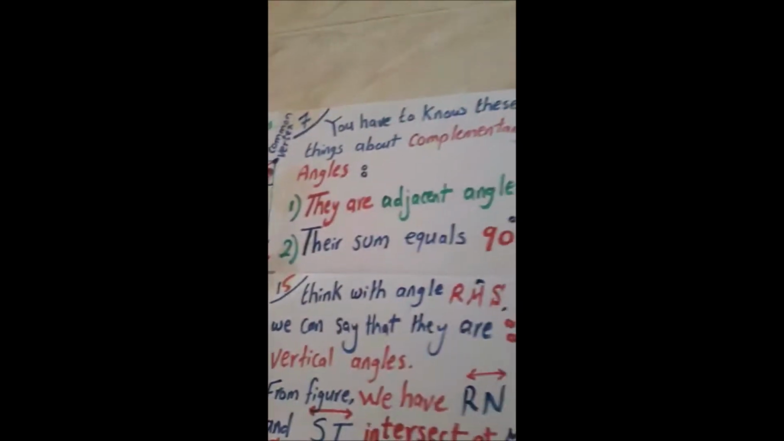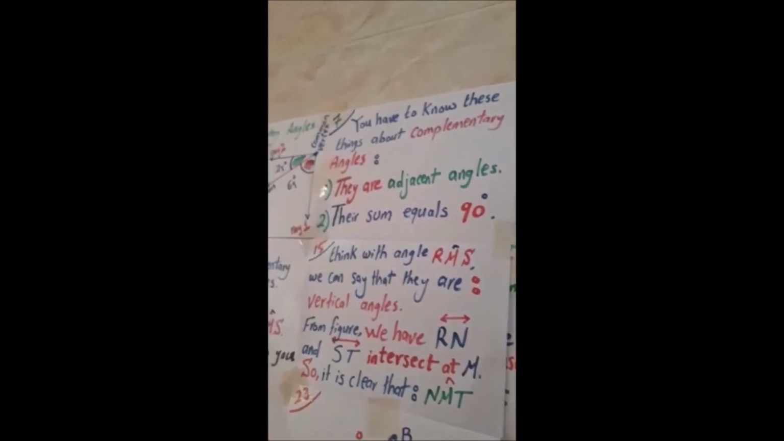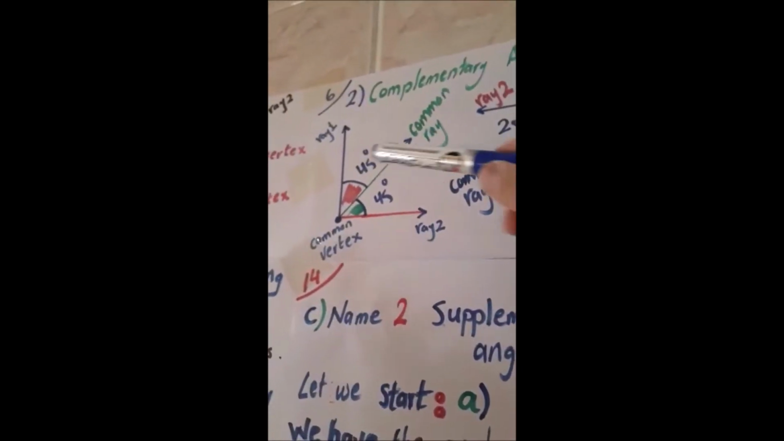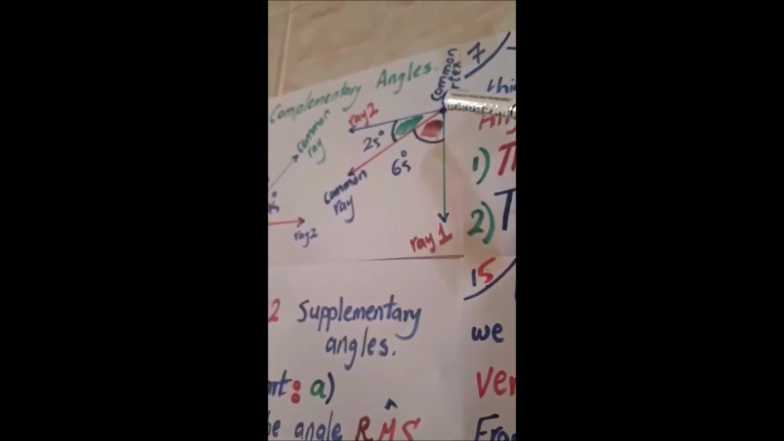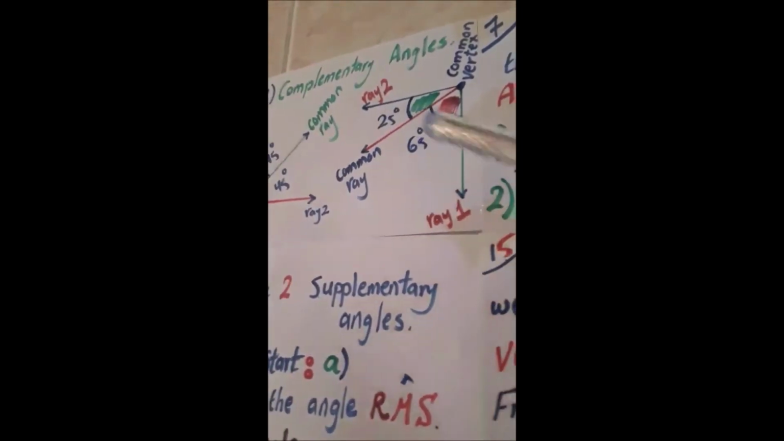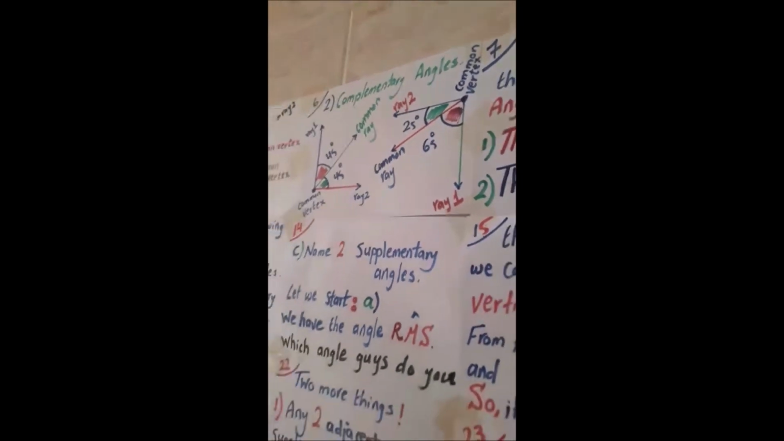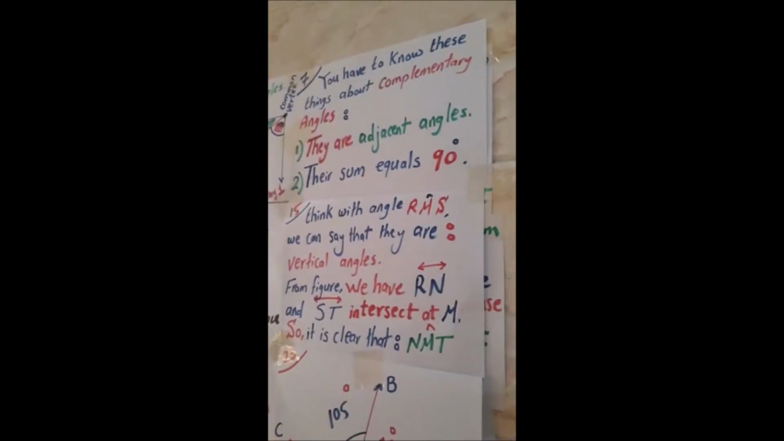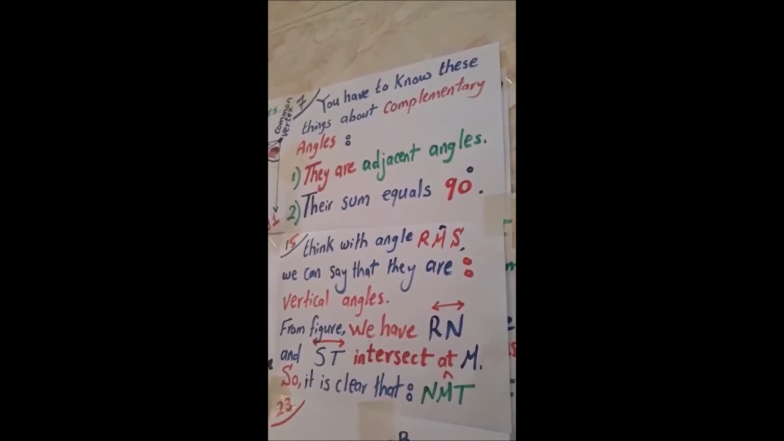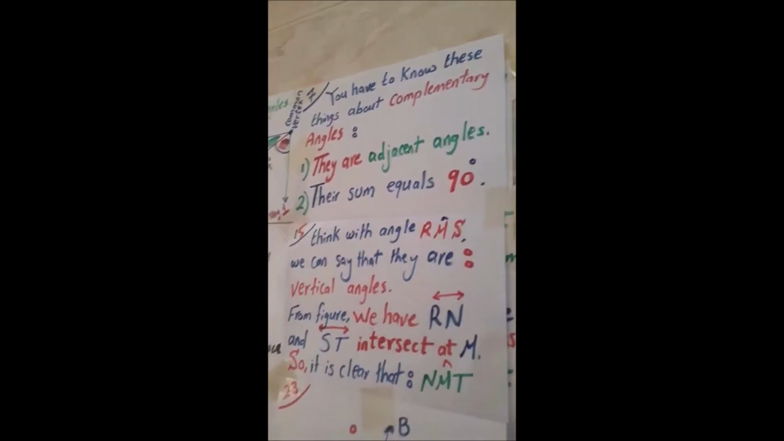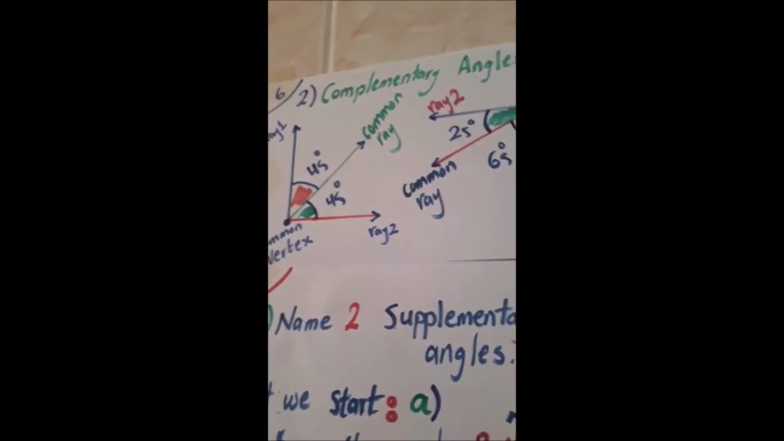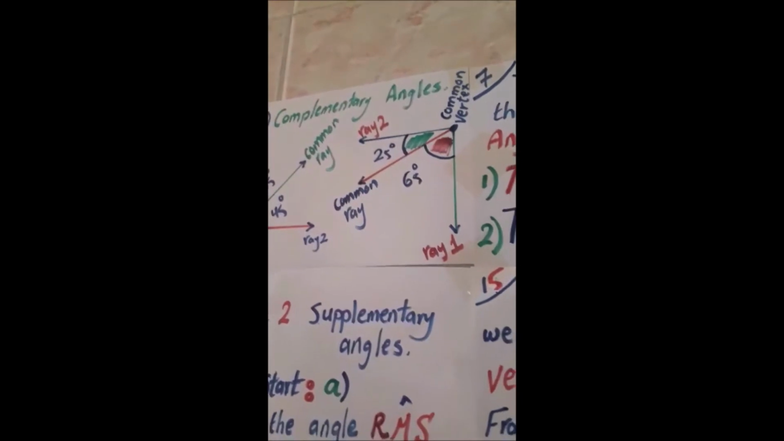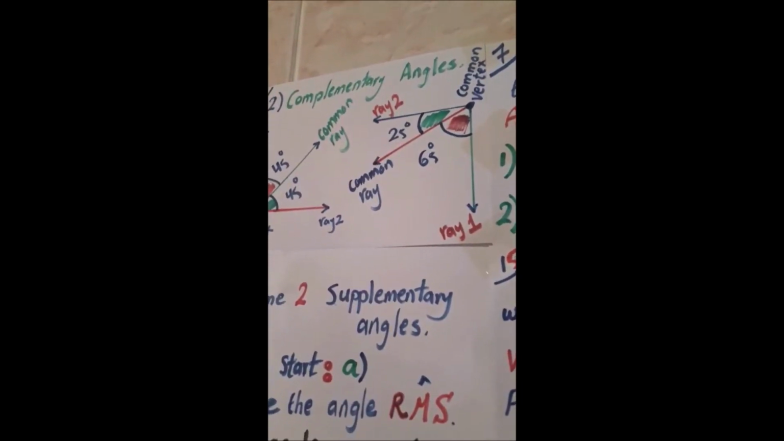So you have to know these things about the complementary angles. Number 1, they are adjacent. As you see, from the common ray, these two angles are adjacent. And again, here we know that from the common vertex and the common ray, these two angles are adjacent angles. Number 2 is so important. How do you know that these two angles are complementary? From their sum equals 90. Yes, you are right, guys. As we said, if you add 45 and 45, you will get 90. And the same for 25 and 65, you will get 90 degrees.